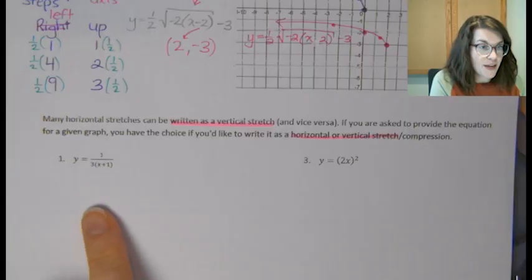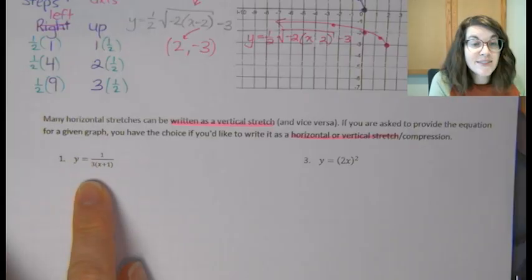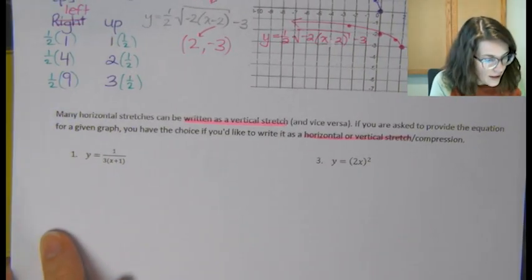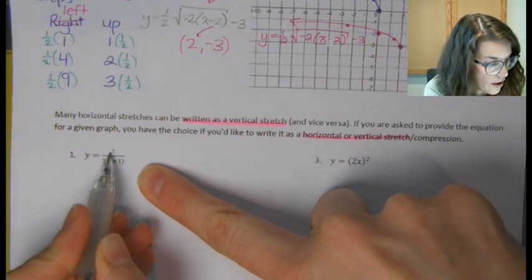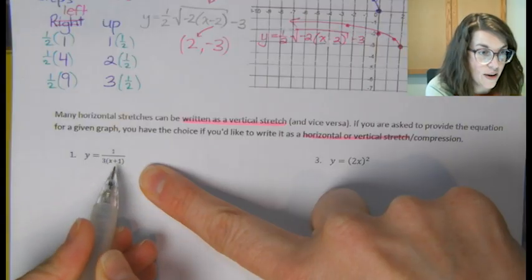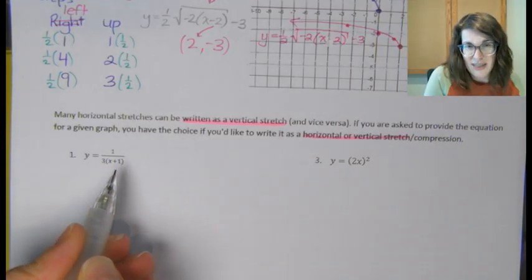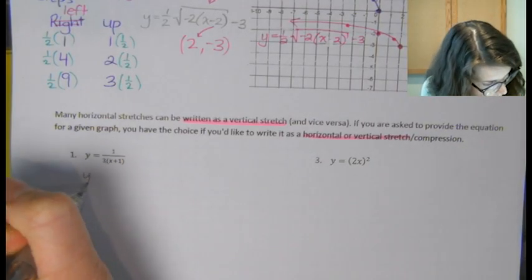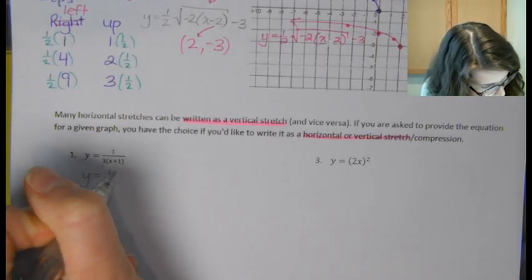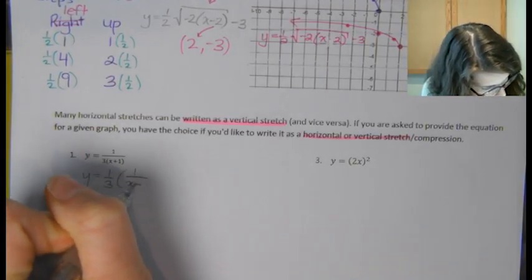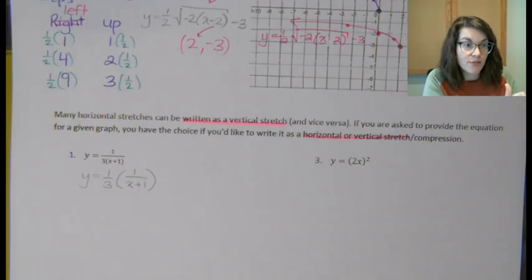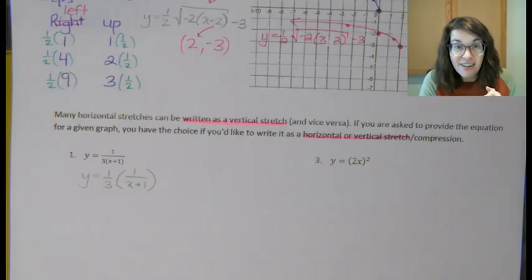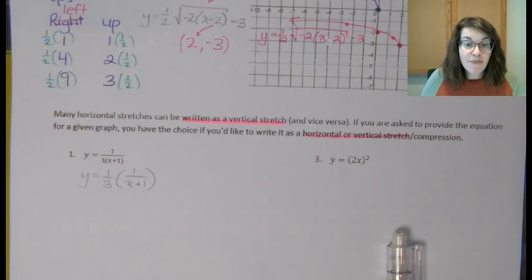So let's give an example here with this reciprocal function. And so what we have is I've got this 1 over 3 and then 1 over x plus 1. So I'm just going to write this as two different things. I didn't actually change anything about this. I just pulled that 1/3 to the front. And in fact, this will give me the same graph either way.